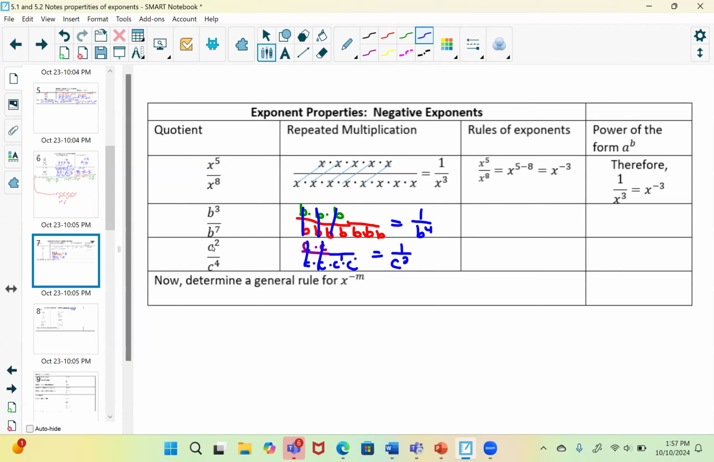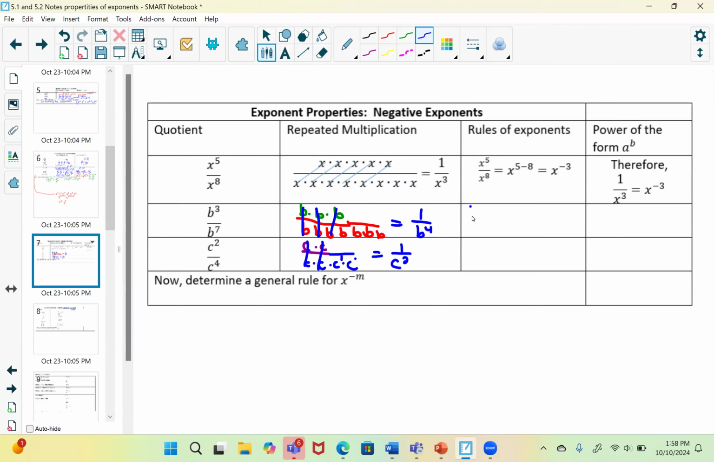Now, I could also simplify this using our rules of exponents, where if we're dividing, we subtract numerator exponent minus denominator. So x to the 5th over 8 is 5 minus 8, which is negative 3. Okay, and so these are the same thing. I just simplified them in 2 different ways. So 1 over x cubed is the same as x to the negative 3.